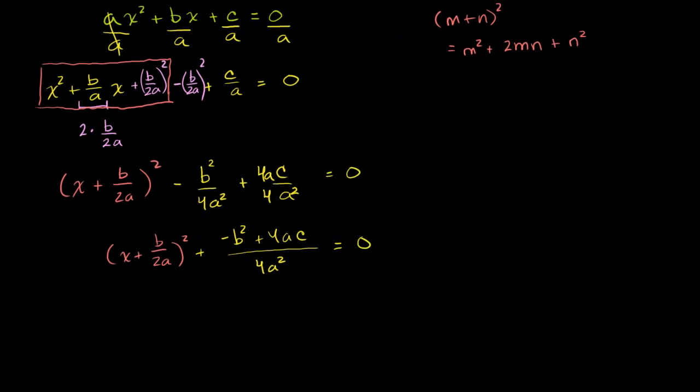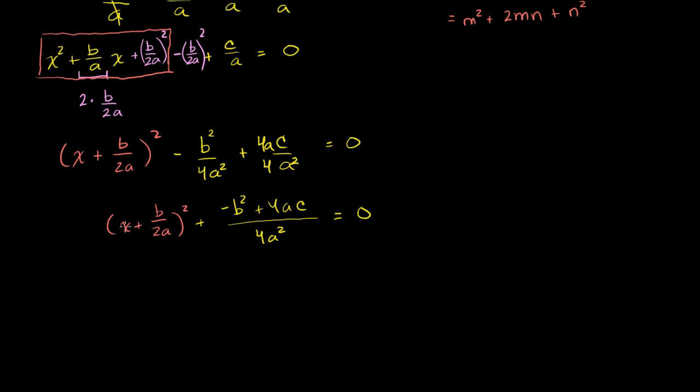Now, let's isolate this squared binomial on the left-hand side. And the easiest way we can do that is to subtract this thing from both sides of the equation. So let's do that. If we were to add positive b squared minus 4ac over 4a squared on the left-hand side, those will cancel out.